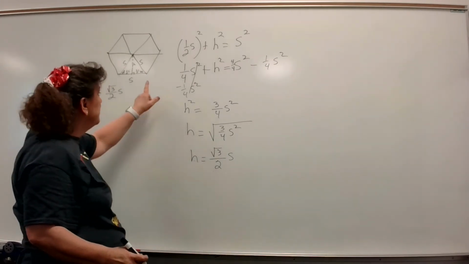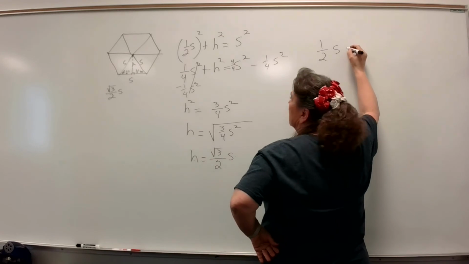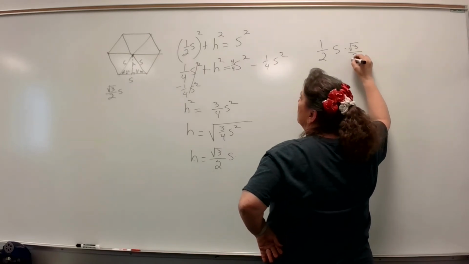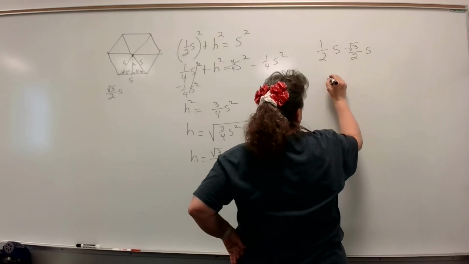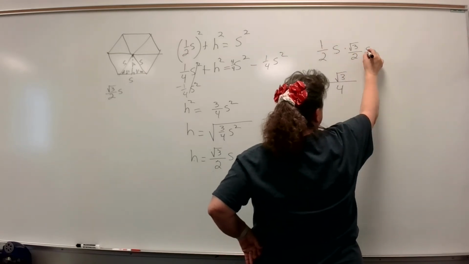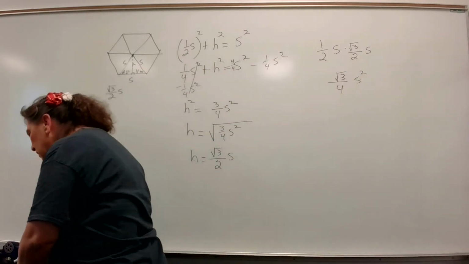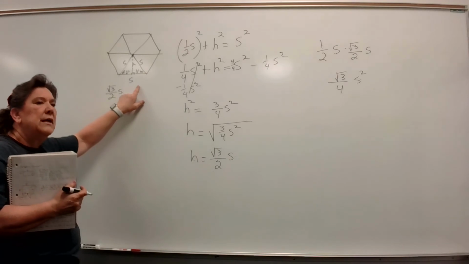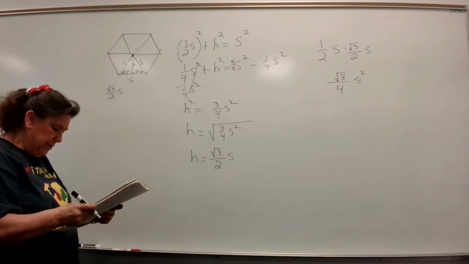Now, area of that triangle, remember, is 1/2 times my base, which is s, times my height, which is the square root of 3/2 s. 1/2 times 2 on the bottom is going to give you 4 in my denominator. And the square root of 3 times 1 is square root of 3, and s times s is s squared. So every single equilateral triangle, its area is always going to be square root of 3/4 s squared.